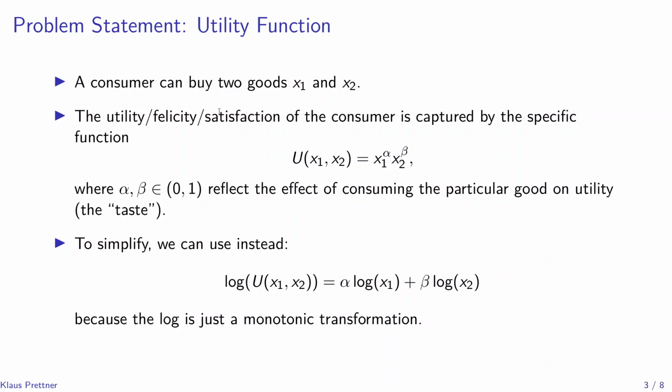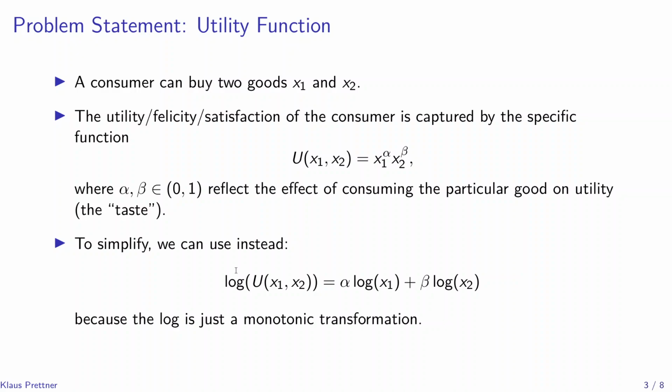So let's again assume that the consumer can buy two goods, x1 and x2, and the utility, felicity, satisfaction, whatever of the consumer is captured by the utility function that we have here of the amounts of consumption of the two goods, where the amount of consumption of good 1 is raised to alpha and the amount of consumption of good 2 is raised to beta, and alpha and beta are parameters that are in between 0 and 1. These parameters reflect the effect of consuming the particular good 1 or 2 on utility, or in other words, it captures the taste of the consumer. For example, if alpha is quite high and beta is comparatively low, then the consumer would like good 1 more than good 2 and vice versa.